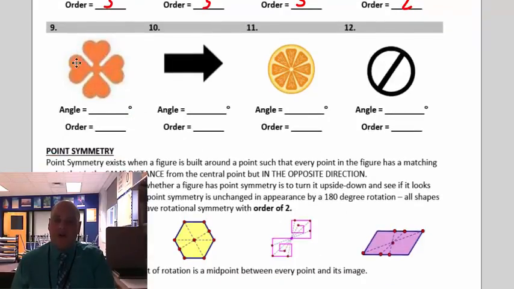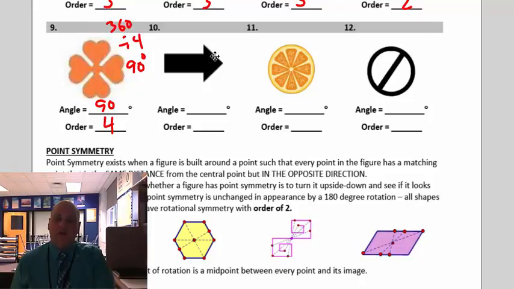A few more here. We have this clover here, all right? And there's 1, 2, 3, 4 points, basically. So there's 4 different ways to look exactly the same. And then 360 divided by 4 gives us 90. Okay, so the angle of rotation is 90.